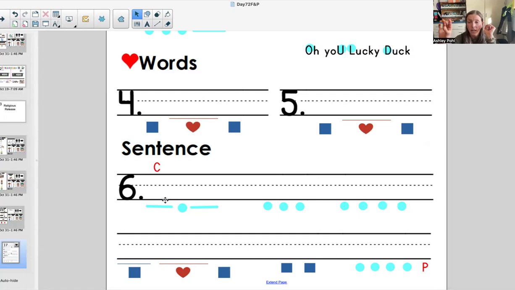W, i, ch. Which. And now we're going to do a space, and we're going to hop over to these 3 dots and write the word ten, which has 3 letters. Let's tap out ten. T, e, n. Ten. Which ten?